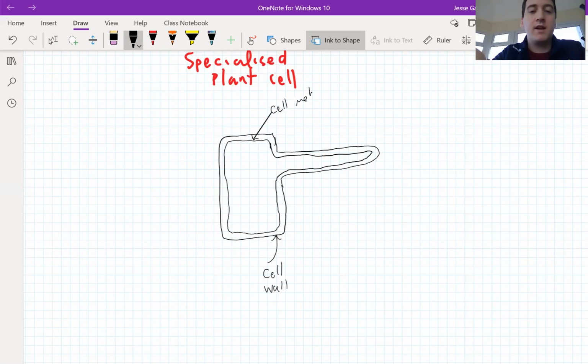Well done if you said that. The next thing I'm doing is in red, I am drawing a circular organelle, a round circular organelle. What would this one be called, please?